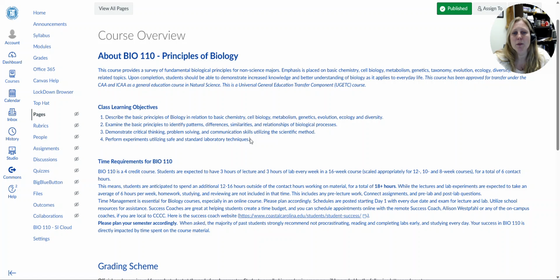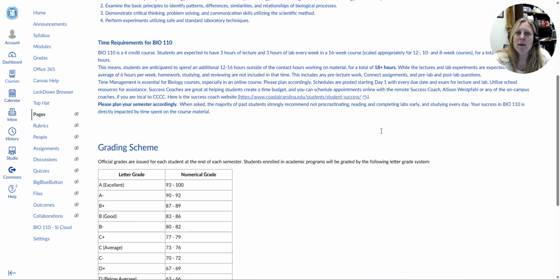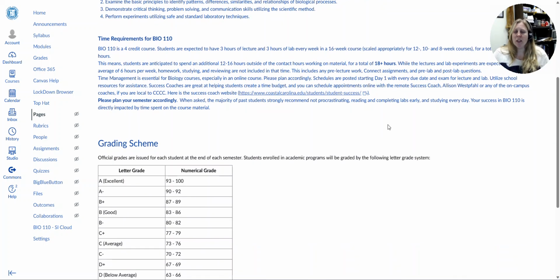In addition, you're going to be able to perform experiments utilizing safe and standard laboratory techniques, following the instructions from your science lab kit. A couple of things. I mentioned this in another video, so if you see this more than once, that's okay. It's good for you to keep in your mind. Science classes require time and energy and effort. They are not something to be taken lightly. You're not writing a discussion board a week or a paper a week. You are expected to be learning materials.